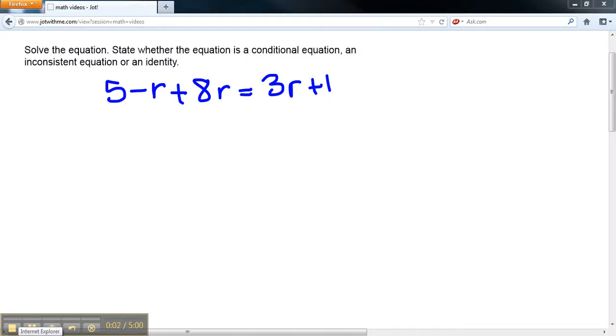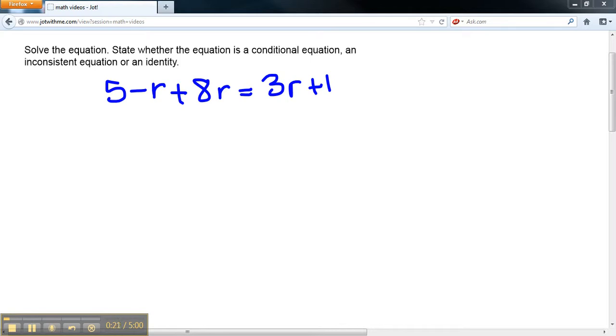The directions are asking us to solve the equation. And then after we've done that, we're going to decide whether the original equation that we're given is a conditional equation, an inconsistent equation, or an identity. So the first thing we want to do is solve the equation.